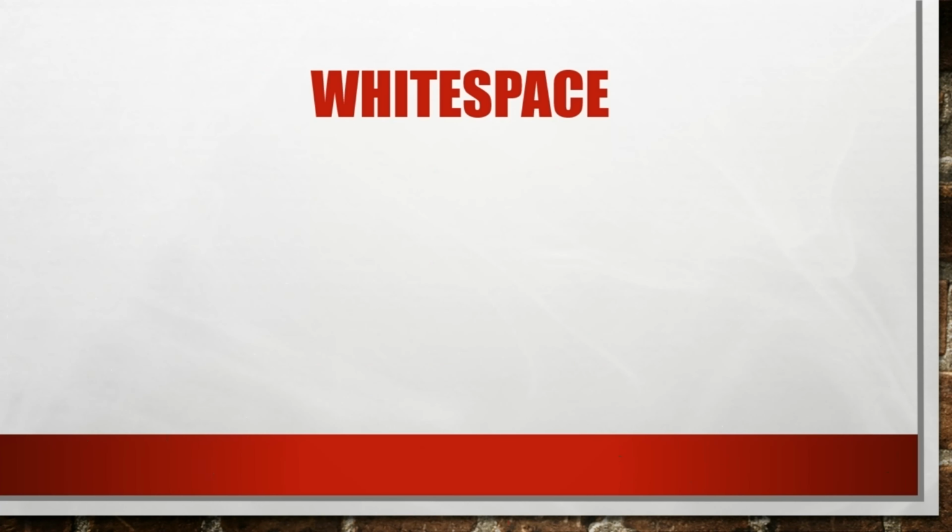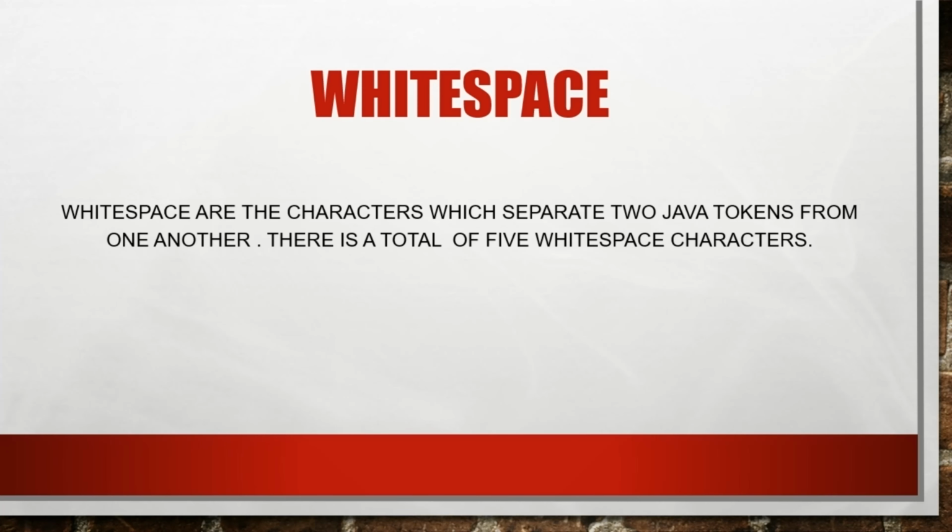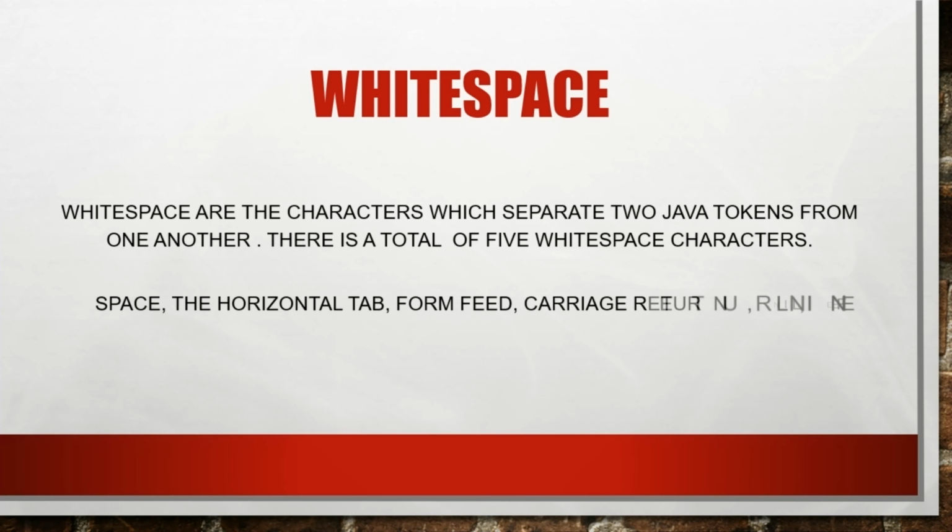So, first on the list we have white space. What do you mean by white space? White space are the characters which separate two Java tokens from one another. There is a total of 5 white space characters. Space, the horizontal tab, form feed, carriage return, line feed.